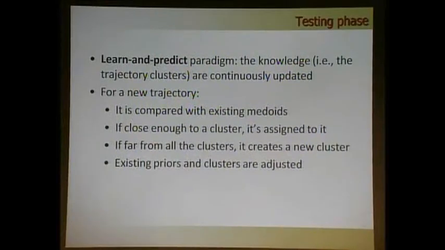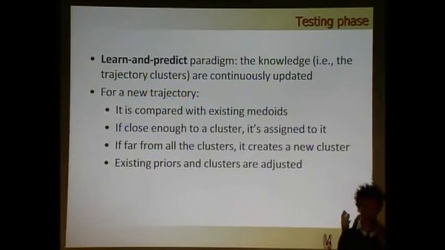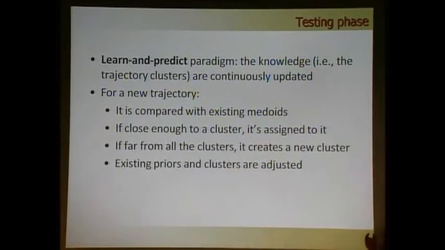The testing phase was performed using the learn and predict paradigm. That means that the knowledge is continuously updated when new data arrives. So first, when we have a new trajectory, we compare it with existing clusters, then we can perform classification. If close enough to a cluster, it is assigned to that cluster and then classified. If far from all the clusters acquired during the training set, new clusters are created and priors and cluster weights adjusted.